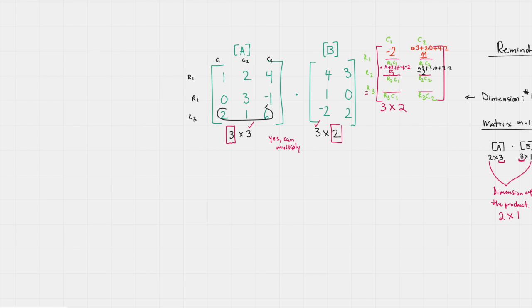Here's our row 3, and here's our column 1. So we'll get 2 times 4 plus 1 times 1 plus 6 times negative 2. So we have 2 times 4 is 8. 8 plus 1 is 9. 9 plus a negative 12 will result in a negative 3.